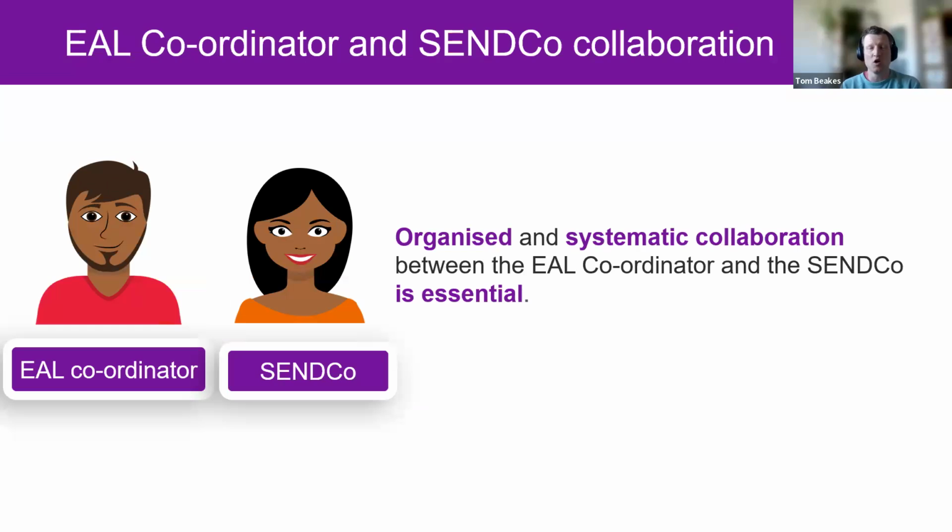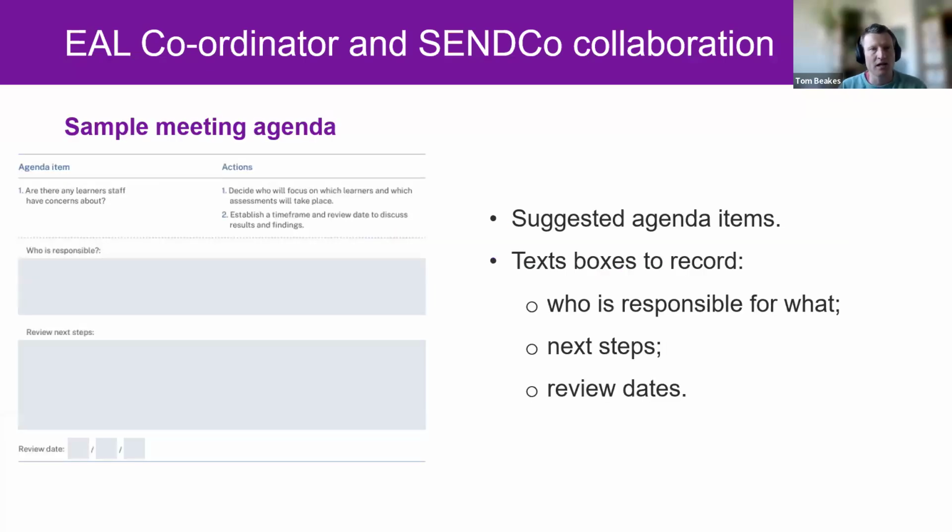Okay, so one of the things that we believe is incredibly important is that organized and systematic collaboration is taking place between your EAL lead and your SEND lead in your school, or support staff. It might well be more than two individuals. This is really essential. Having regular strategy meetings between these roles will help ensure that the needs of the learners who have SEND are kept on the school's agenda and don't slip between the cracks. So again, within the guidance, you'll find a sample meeting agenda for these sort of meetings.